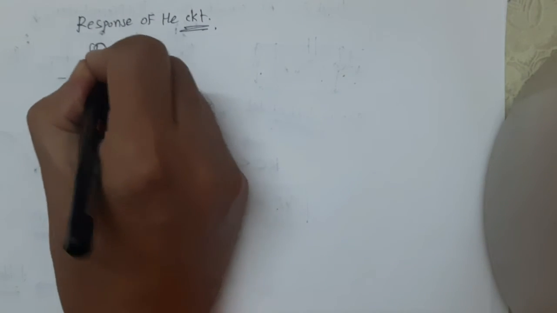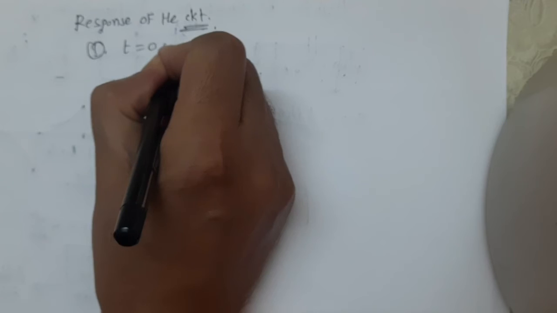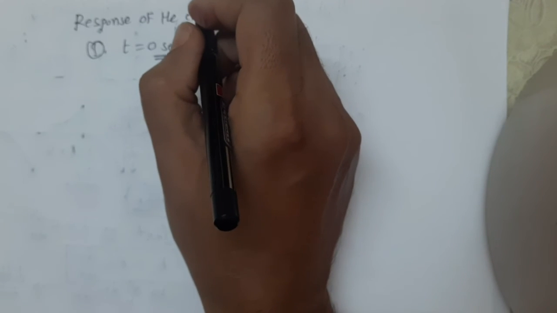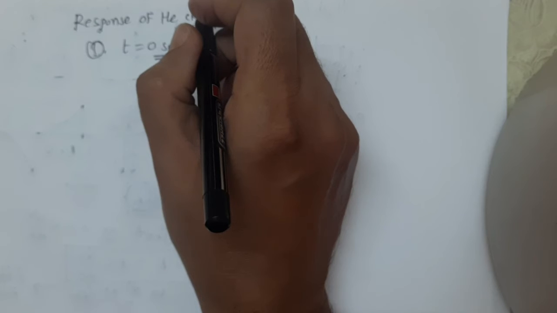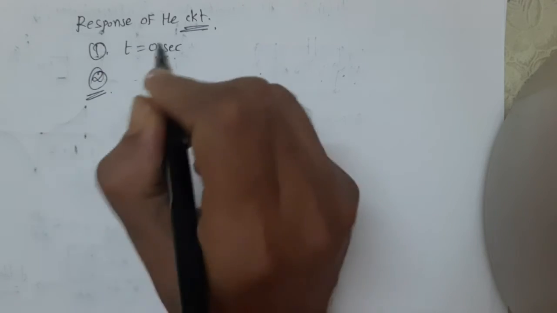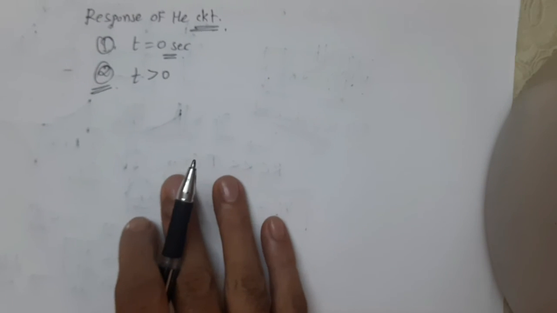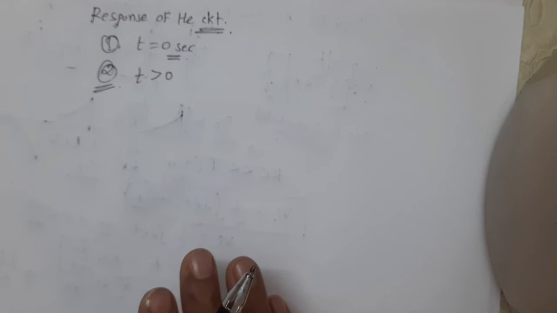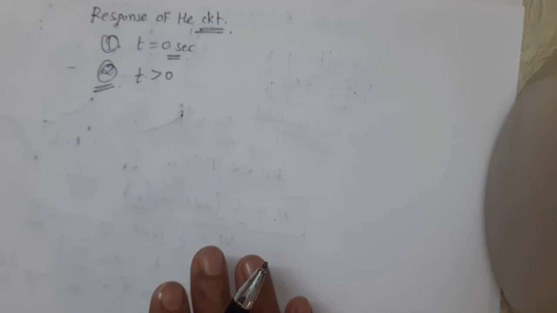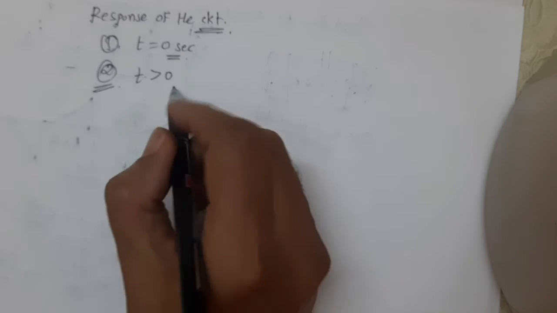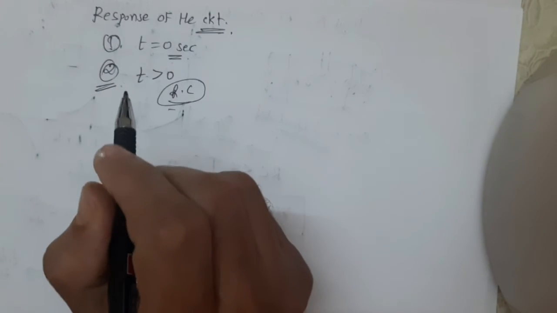First, at t equal to 0 seconds, when the step input voltage is applied to the circuit, the whole input voltage appears across the load resistance R, as the capacitor initially acts as a short circuit. Second, at t greater than 0, the capacitor charges exponentially and the voltage across R therefore decreases exponentially with time constant RC.